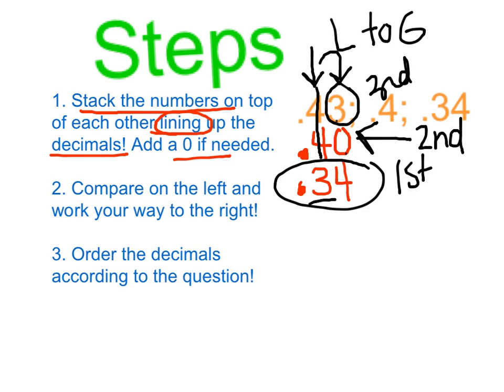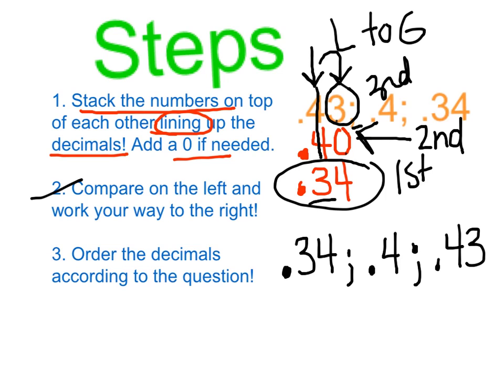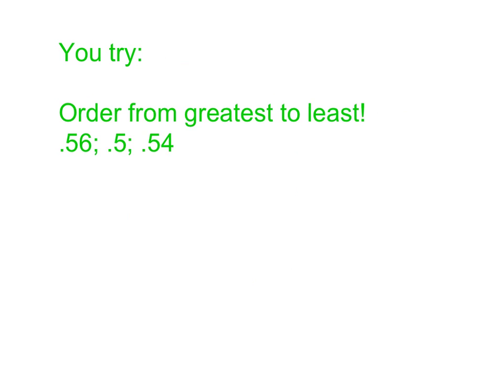So now I did step 2. It says to order the decimals according to the question. So least to greatest, I'm going to order these. 34 hundredths. Now remember, I need a semicolon to separate these numbers just like they had up here. Then I had 4 tenths. And then 43 hundredths. If I wanted to, I could put a 0, and that would be 40 hundredths, 43 hundredths. That's how you do it.